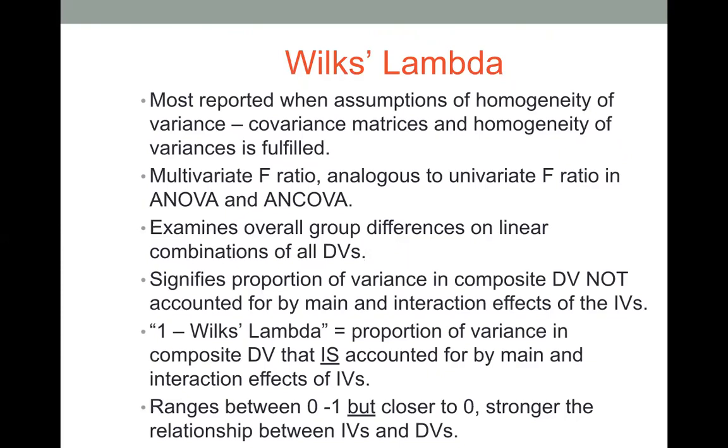MANOVA F ratio, analogous to the univariate F ratio in ANOVA. Examines overall group differences on a linear combination of all DVs. That is the F ratio. Wilks' lambda signifies the proportion of variance in the composite DV not accounted for by the main and interaction effects of the IVs. It ranges between 1 and 0, but the closer to 0, the stronger the relationship between the IVs and the DV. So that is Wilks' lambda.